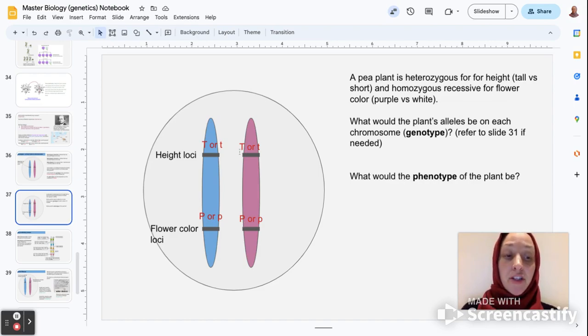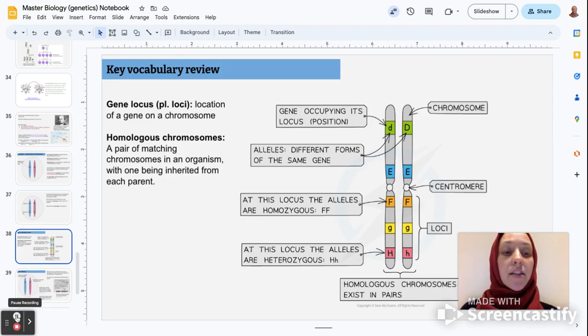So would it be tall? Would it be short? Would it be purple? Would it be white? Would it have purple petals or white petals? Here's some vocabulary terms if you would like to review them.